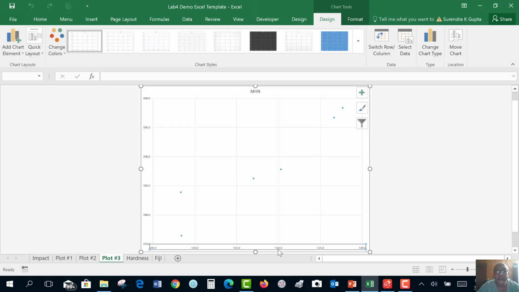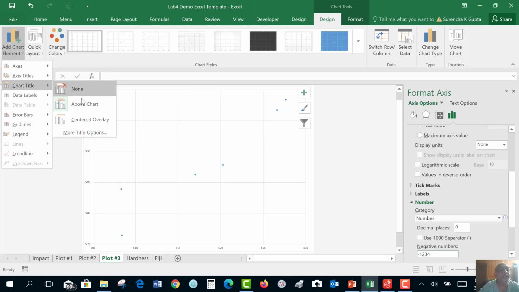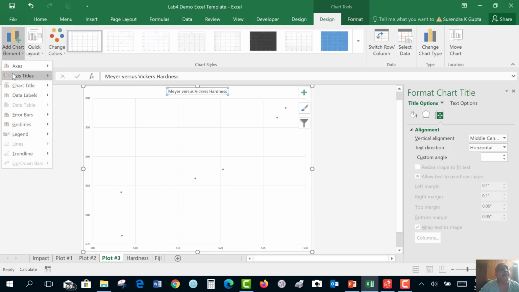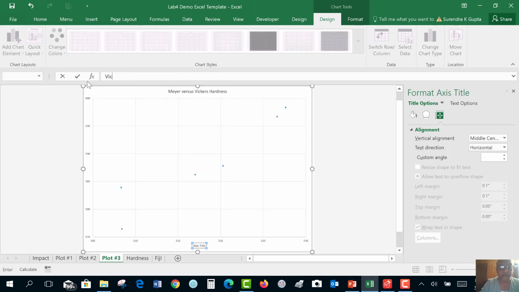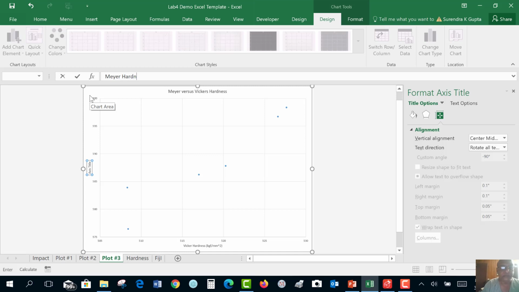So let's start with this, and let's format axes. Too many digits there. Same thing here. Okay, and let's start giving a chart title. So Meyer versus Vickers hardness. Axis titles, Vickers hardness, kgf per millimeter square. Okay, vertical, Meyer hardness, kgf per millimeter square.